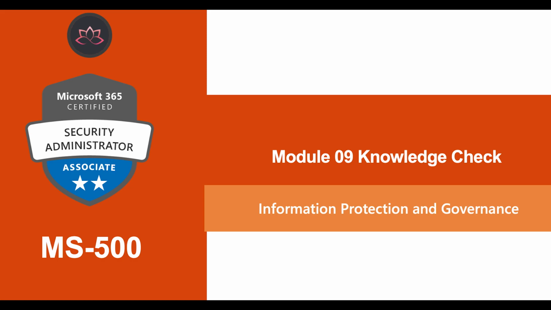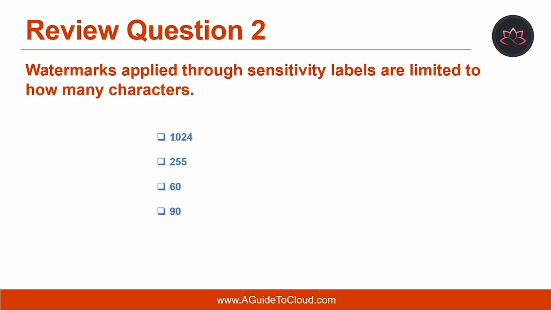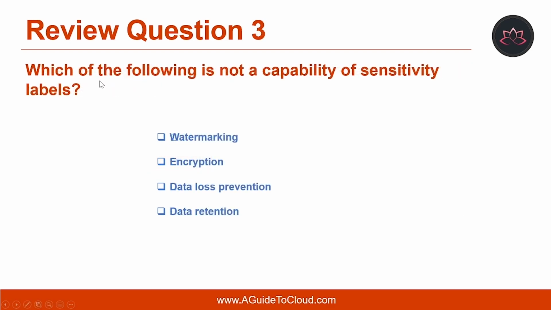In this section, we are going to go through information protection and governance review questions. This is module 9. Let's look at the first question. When using Microsoft 365 sensitivity labels, a single item of content can have which of the following labels applied? Select 2. The right answers are a retention label and a single sensitivity label. Question number 2. Watermarks applied through sensitivity labels are limited to how many characters? The right answer is 255. Let's look at question number 3. Which of the following is not a capability of sensitivity labels?